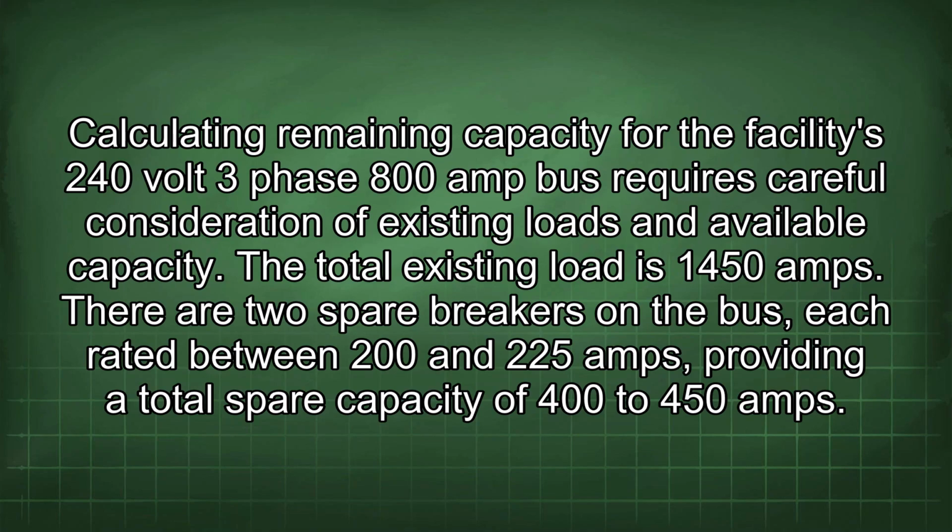Calculating remaining capacity for the facility's 240-volt 3-phase 800-amp bus requires careful consideration of existing loads and available capacity. The total existing load is 1450 amps. There are two spare breakers on the bus, each rated between 200 and 225 amps, providing a total spare capacity of 400 to 450 amps.